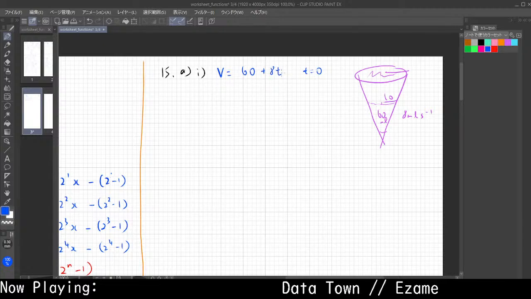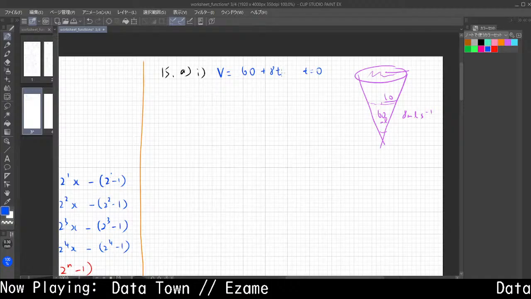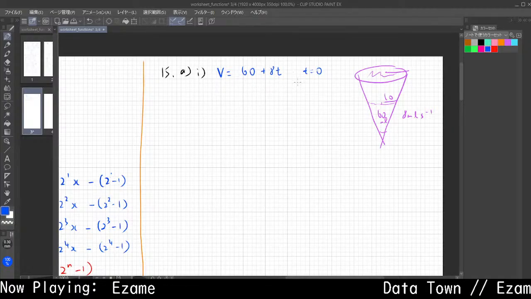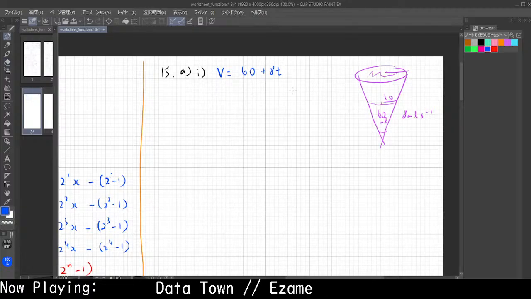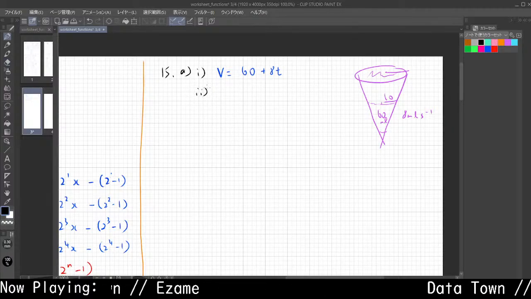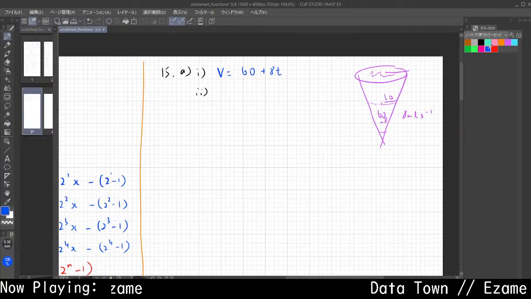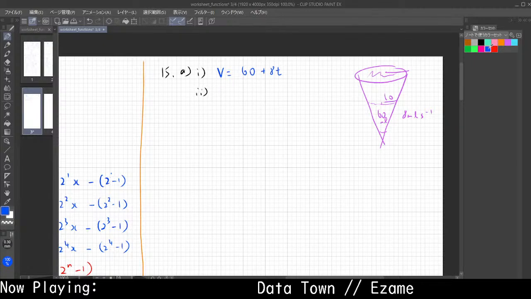At the 0th time, which is the current, you start with 60 ml. As time passes, you increase by 8 per second. So that's why we have 8 over here. 1 second, you plus 8. 2 seconds, you plus 16, so on and so forth. Okay, so this should be 8. That's it. It doesn't require anything very complicated. It just messes with your mind a bit.